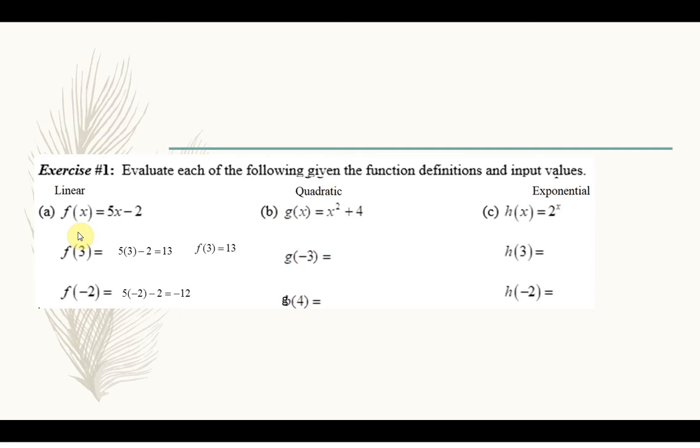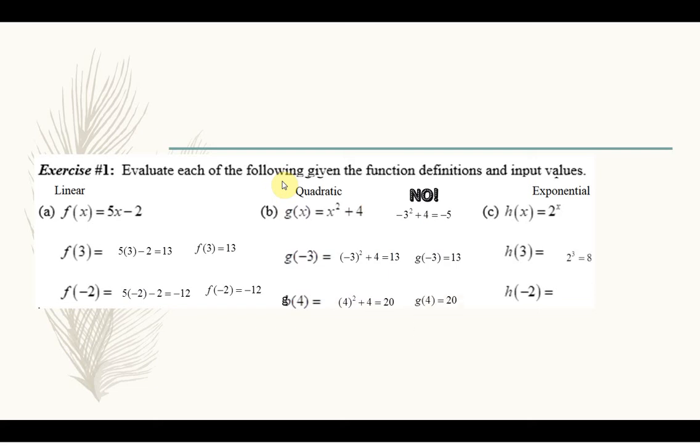F of negative 2. You plug in negative 2 and do the math. That would be negative 10 minus 2, which is negative 12. There's my pretty answer. Pretty answers are super important. Be careful. This is our warning with the negatives. We talked about this in geometry, we talk about this in algebra 2, we keep talking about it. When you square a negative, make sure you put parentheses around it or your calculator will give you the wrong answer. It would be positive 9 plus 4, which is positive 13. Okay, 4 squared, 16 plus 4 is 20, so g of 4 is 20.